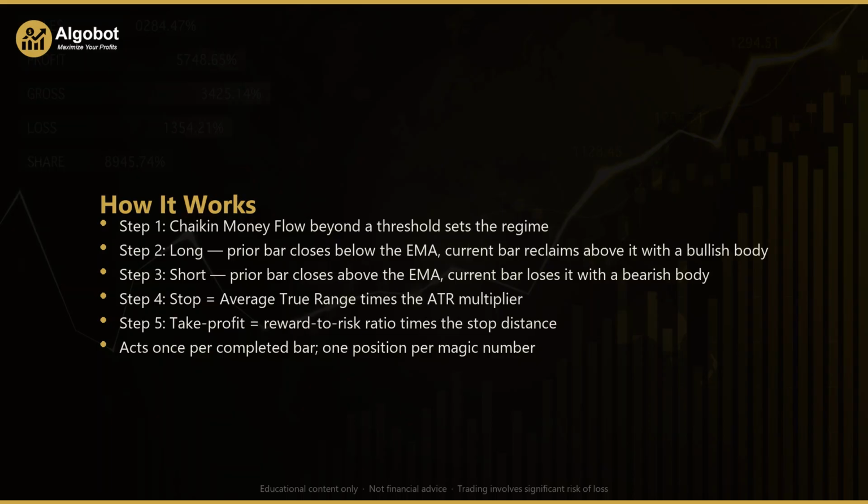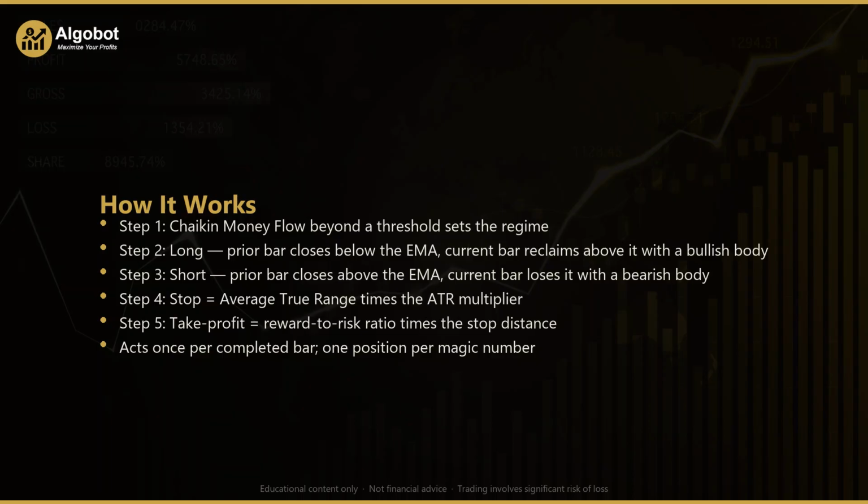Now for risk. When a signal appears, the strategy sizes its stop from the average true range. The stop distance is the average true range multiplied by the stop multiplier, which defaults to 1.5, and it is never allowed to be tighter than the broker's minimum stop distance. For a long, the stop sits below the entry and the take profit sits above it. For a short, the stop sits above and the take profit sits below. The take profit is placed at a reward to risk multiple of that stop distance, defaulting to 2 to 1. So the target is twice as far from entry as the stop.